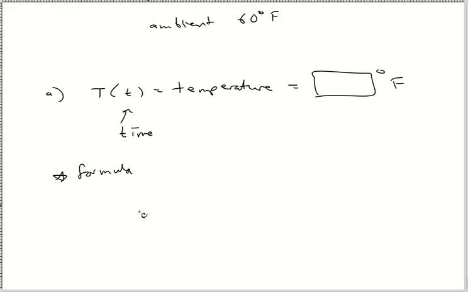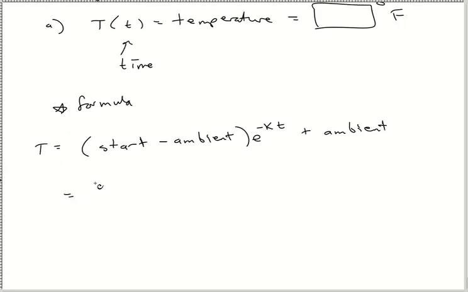This is something that you should write down somewhere, okay? This is very important. So here we go. My temperature is equal to my start temperature minus the ambient, times E to the K. It's a negative K, actually. Negative KT plus ambient. There you go. There's your formula right there. That's your formula. I am literally going to just plug it all in as you see.